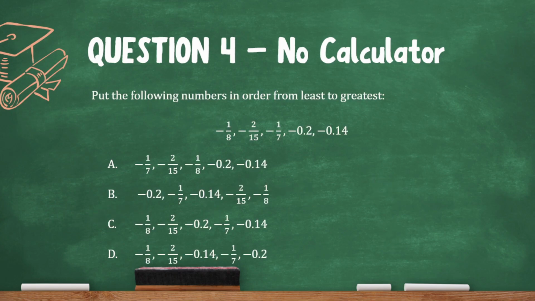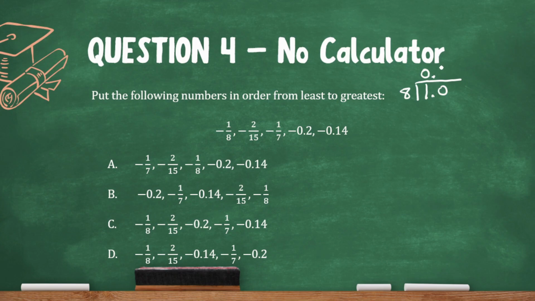Number 4. Put the following numbers in order from least to greatest, and we have a mix of decimals and fractions. So to make it easier, let's convert all of the fractions to decimals first. And since we can't use our calculator, we'll just do it by hand. So I'm going to just do 1/8 and then add a negative sign afterward. So 1/8 is like 1 divided by 8. How many times does 8 go into 1? 0 times. Let's add a decimal and a 0.